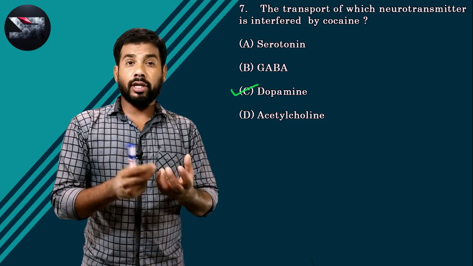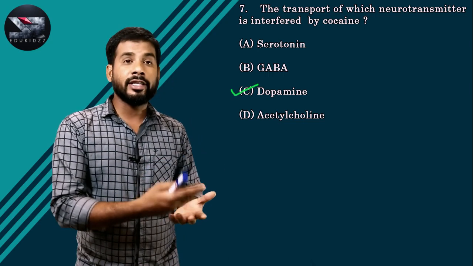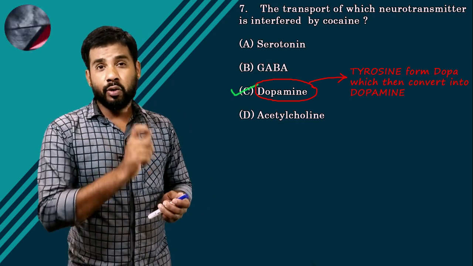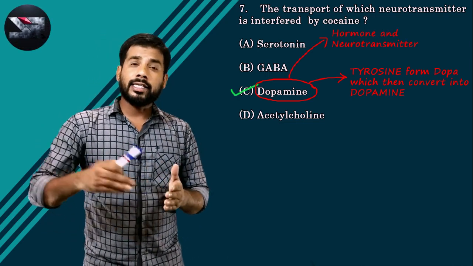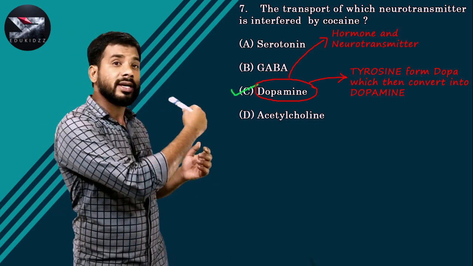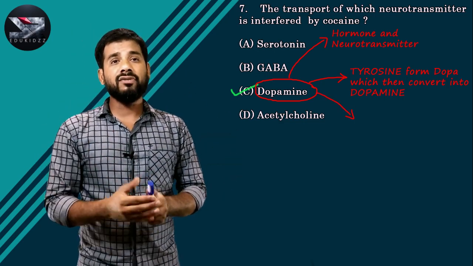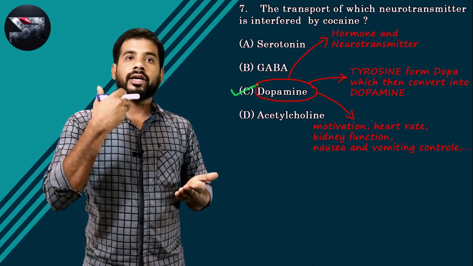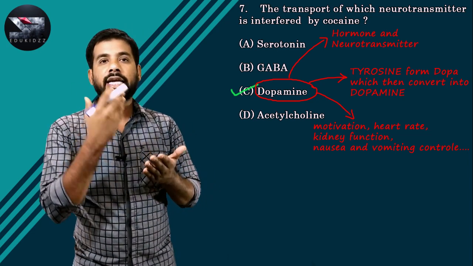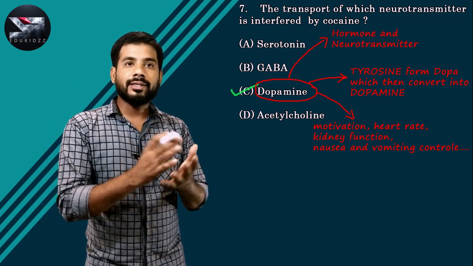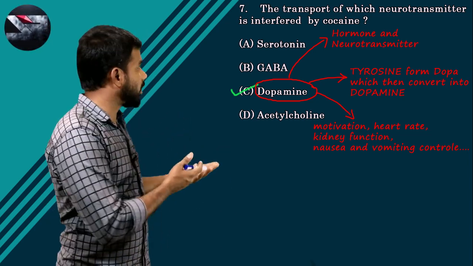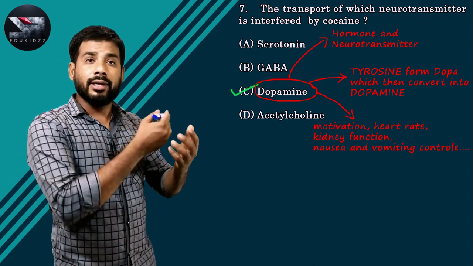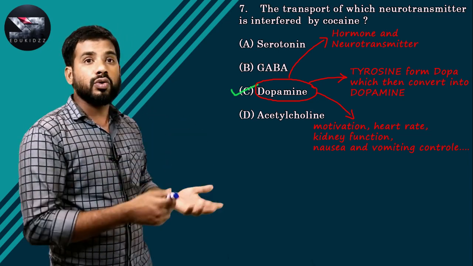Now first let me explain, there are so many interesting facts related to dopamine. Dopamine is generally synthesized from the amino acid tyrosine, and it acts as a hormone as well as a neurotransmitter. And what is the main function of dopamine? Dopamine helps in our motivation, and it is responsible for our heart rate as well as our kidney function. So these are some of the characteristic features of dopamine. Then what about the other three options? The serotonin, GABA, acetylcholine. Remember, the remaining three are also neurotransmitters.